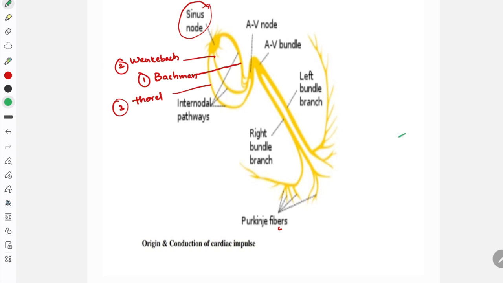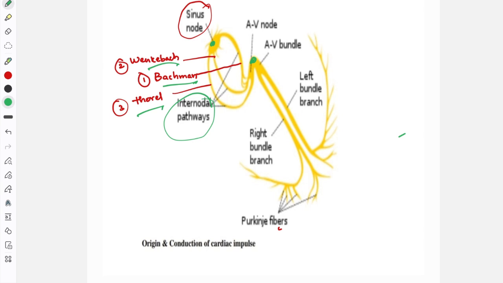So the SA node initiates the impulses. From the SA node, the impulse reaches the AV node through the internodal pathways. What are those internodal pathways? We have three internodal pathways. The anterior internodal pathway is called Bachmann. The middle internodal pathway is called Wenckebach, and the posterior internodal pathway is called Thorel. So these are the three names given to the anterior, middle, and posterior internodal pathways. Through these internodal pathways, the impulse is transmitted from the SA node to the AV node.